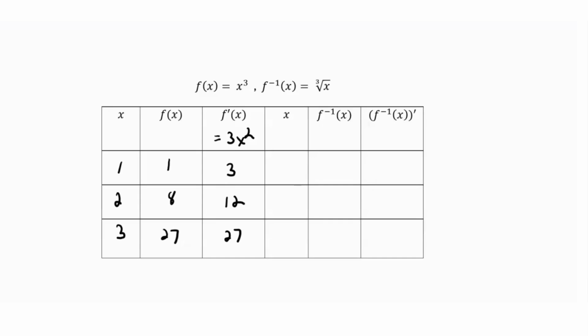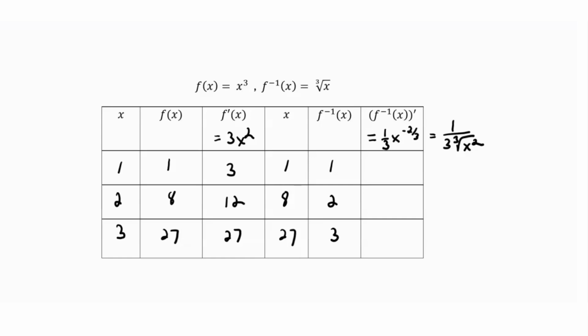Okay? Now let's flip around. The output of f of x would be the input for the inverse, so our 1, 8, and 27 go here. The cube root of 1 is 1, the cube root of 8 is 2, the cube root of 27 is 3. Now what is the derivative of the inverse? That's x to the 1/3 power, so the derivative would be 1/3 x to the negative 2/3 power, which is the same thing as 1 over 3 times the cube root of x squared.